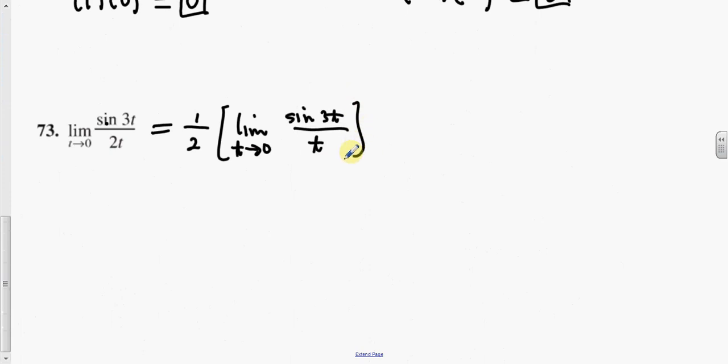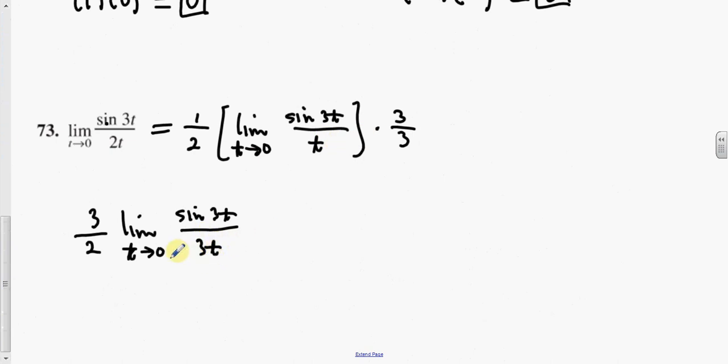Well, I can't say that this is equal to 1 yet because I need a 3t downstairs. It's just a t here, a 2 was multiplied to that. So I'm going to multiply by a sophisticated 1, and here this 1 would be 3 divided by 3. So when I do that, I have in the front this 3 up top divided by that 2, times the limit as t goes to 0 of sine 3t all over 3t.